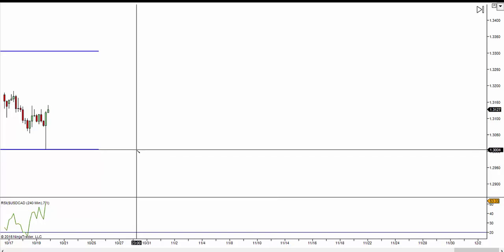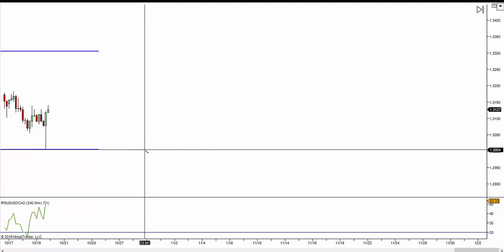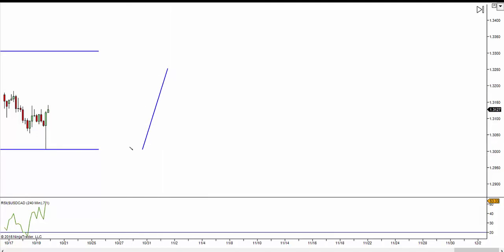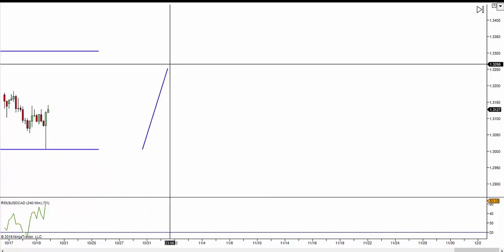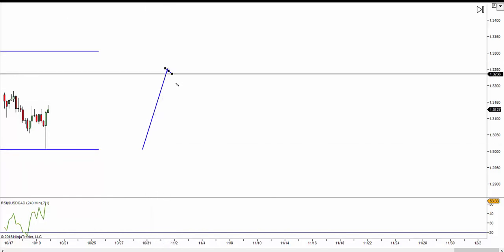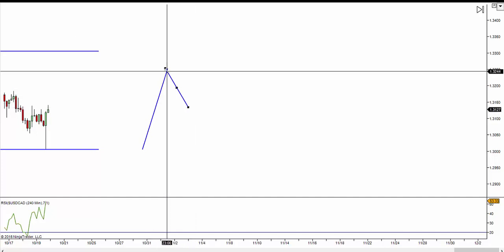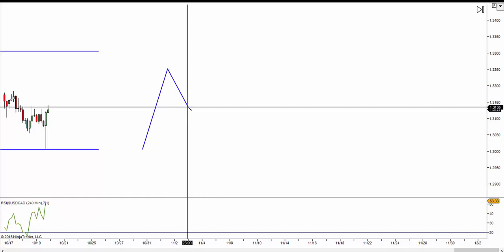Here are the advanced Cypher formation ratios. I'm going to start and not waste any more time waffling. I'm going to use a trend line here first. We're going to have an initial move up, an impulse leg. This is going to be a starting point on the chart. You'll have price movement up, then a slight retracement back down.